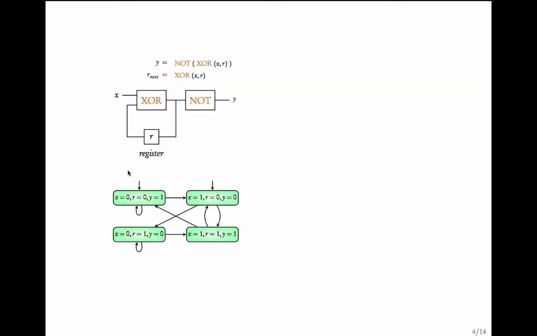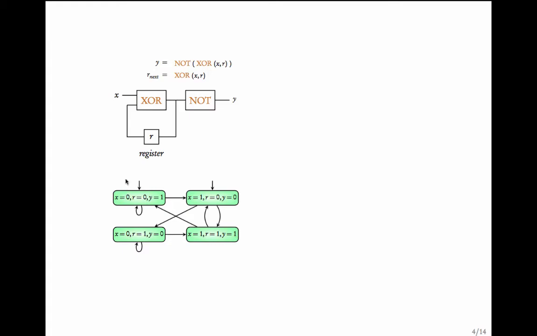Consider the circuit that we saw in Unit 1. There are two inputs, X and R. The output is determined as NOT of XOR of X, R. The next value of the register, or the next value of R, is determined as XOR of X and R. The next value of X is non-deterministic. It could be anything.